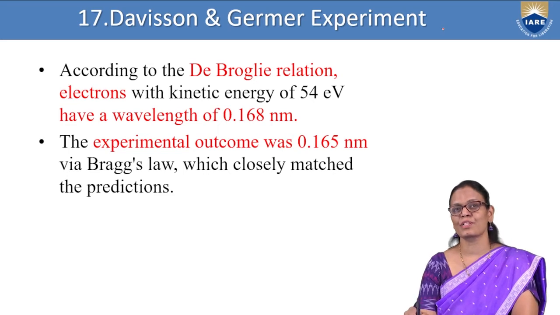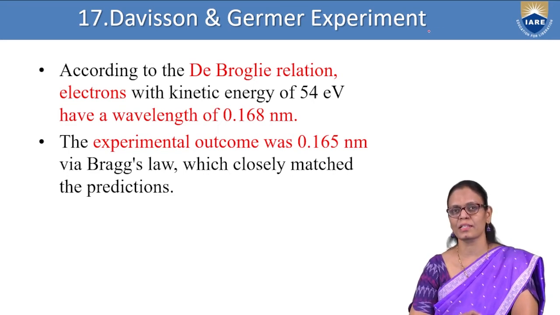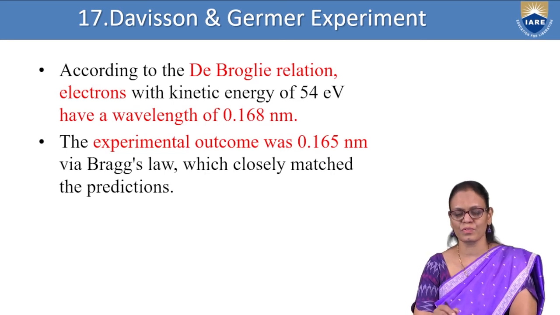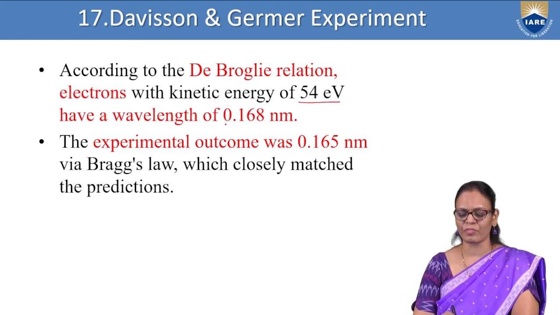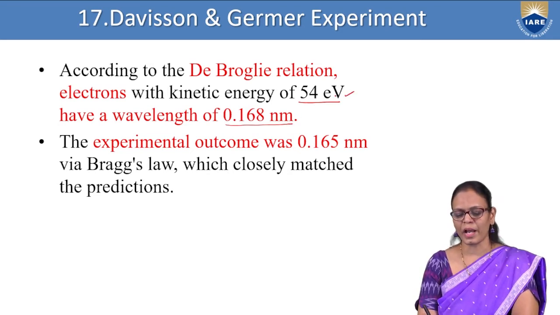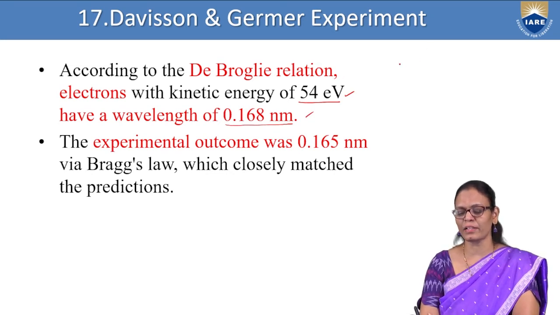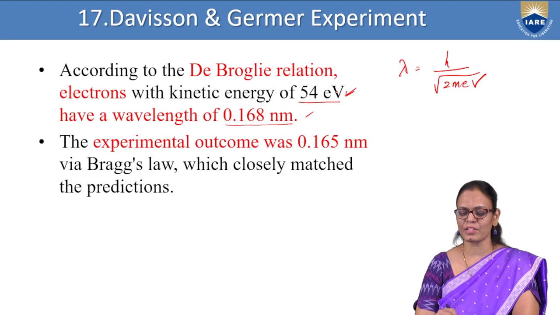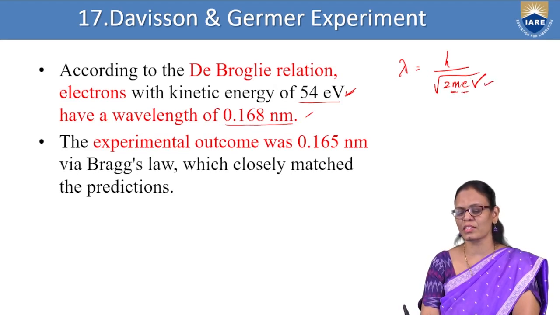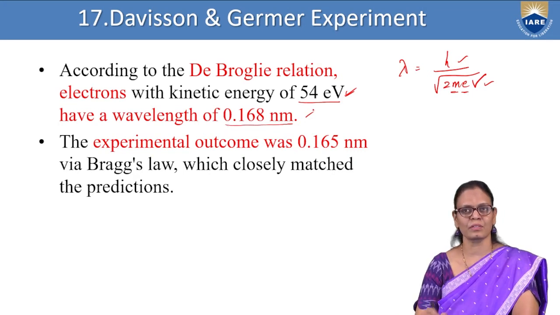Now, what are his conclusions? Those were the observations and these are the conclusions. According to the de Broglie relation, electrons with kinetic energy of 54 electron volts have a wavelength of 0.168 nanometer. He calculated the wavelength using lambda equal to h upon root of 2meV. So we have the voltage, the mass of the electron, the charge of the electron is known, and h is a constant. So he got 0.168 nanometer.